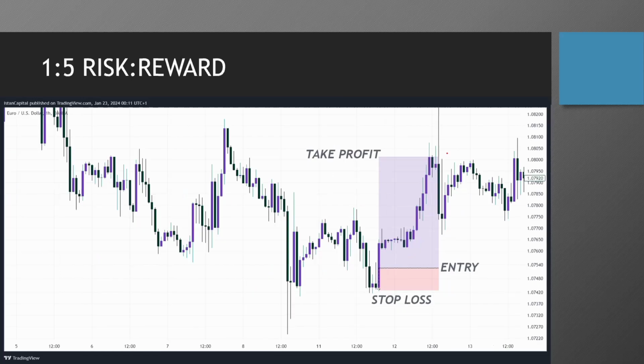1 to 5 risk reward. If I'm risking $1, I should be expecting what? Profit of what? $5. If I'm risking $10, I should be expecting profit of what? $50. So this one is very good, but it might affect your win rate. It's actually very, very good. So you need to know the ones that work for you.